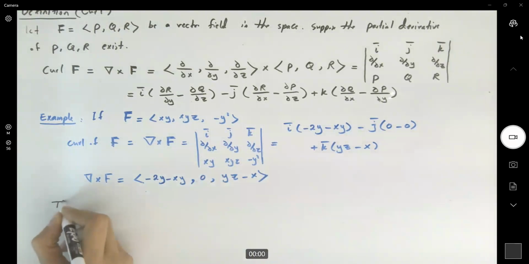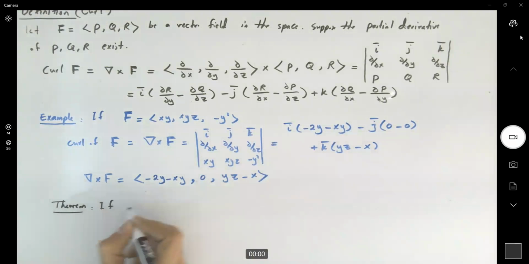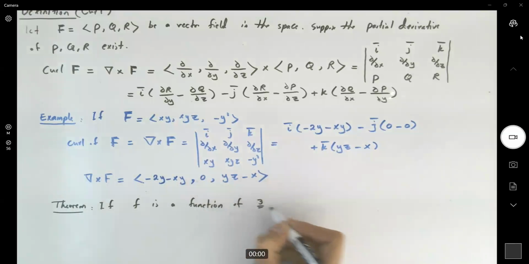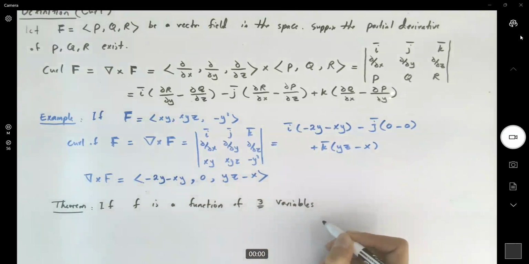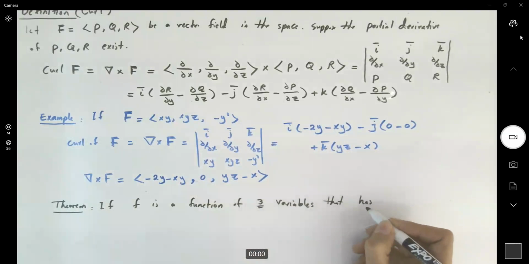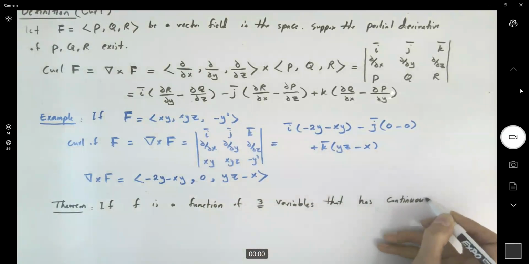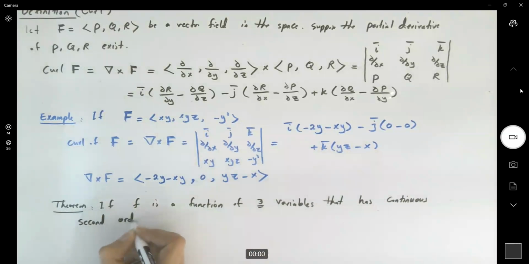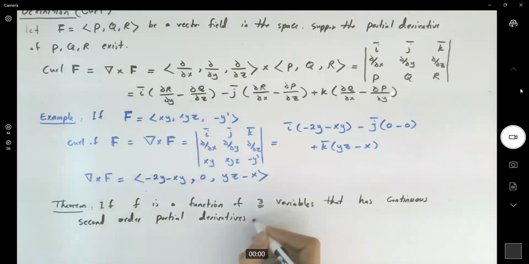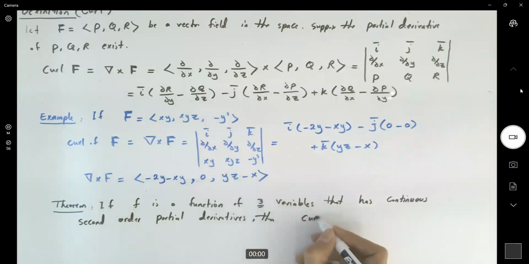Just a quick theorem for you. If f is a function of 3 variables that has continuous second order partial derivatives, then for sure you can say that the curl of its gradient is equal to 0.